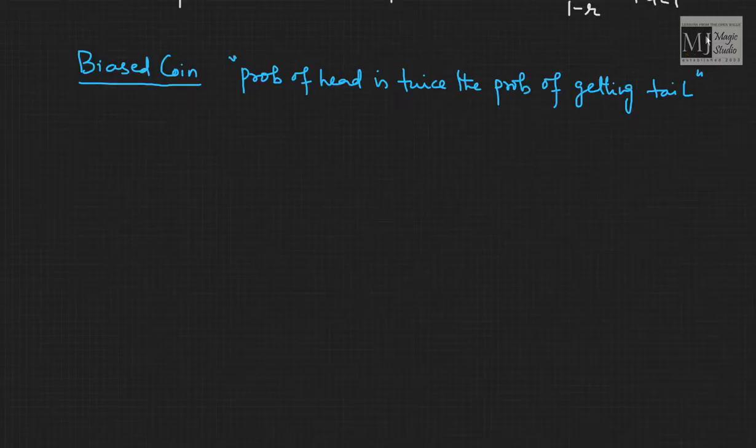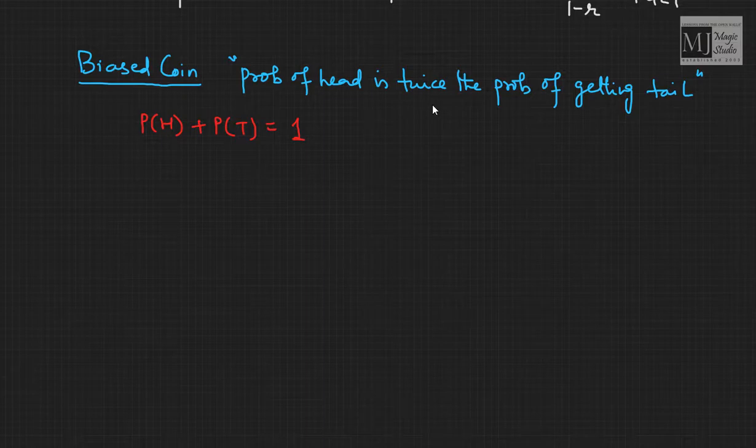So now we have a biased coin. Biased coin is such that probability of head is twice the probability of getting tail. Total probability of getting head and probability of getting tail when a coin is tossed is always 1. इसी को बोलते हैं exhaustive event. Total of the probability of all the outcomes which we can have should be equal to 1.